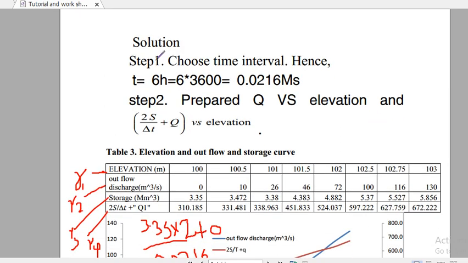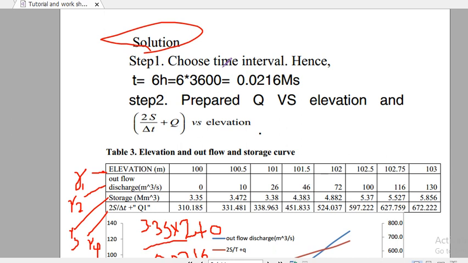Then we come to the solution. Now, step 1, choose time interval. Hence, Δt is equal to 6 hours, and it is equal to 6 times 3600, which is equal to 0.0216 megasecond.